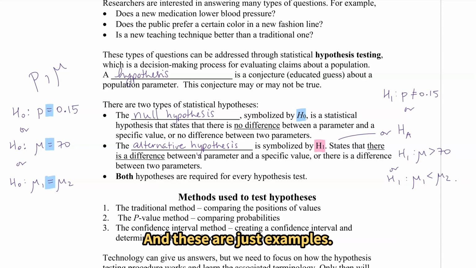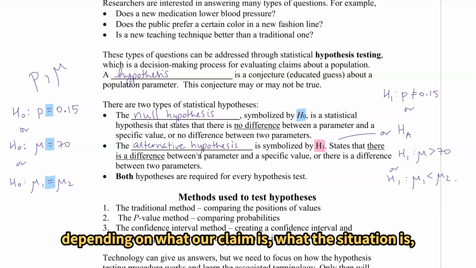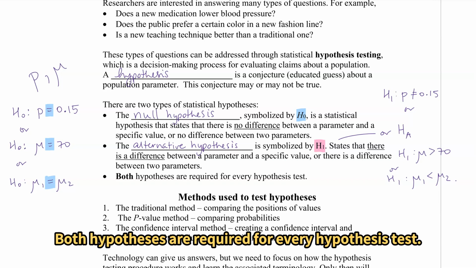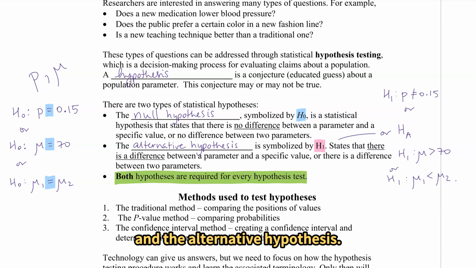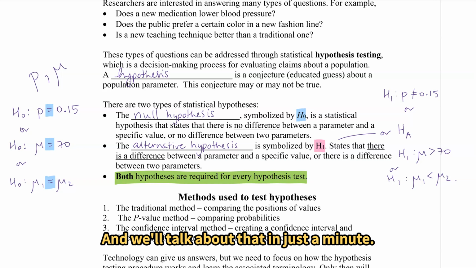And these are just examples. It depends on our situation, but we could have a not equal to, a greater than, or a less than for any of our hypothesis tests, depending on what our claim is, what the situation is, how our scenario is set up. Both hypotheses are required for every hypothesis test. We have to be able to identify the null hypothesis and the alternative hypothesis, and we have to choose one of them to be the claim, and we'll talk about that in just a minute.